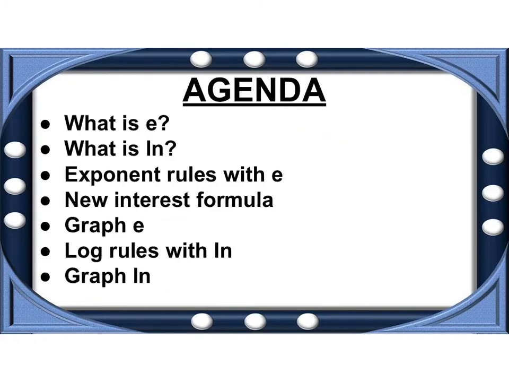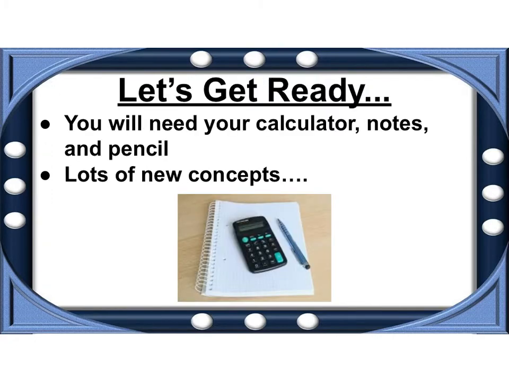We're going to learn about what is E and ln. We'll learn the exponent rules that go with E, a new interest formula. We'll graph E, and then we'll do the log rules with ln as well as graphing ln. Let's get ready. You are going to need your calculator, notes, and pencils, and we'll have lots of new concepts.